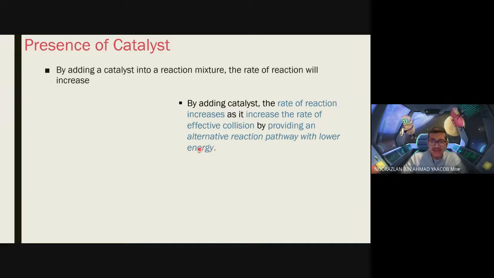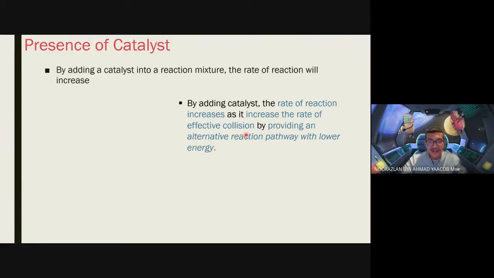Ni saya rasa kat sekolah cikgu kamu ada tekankan dekat sini. Bila kita tambah mangkin, okay, kita memberikan laluan alternatif untuk tindak balas berlangsung. Di mana laluan alternatif untuk tindak balas itu, dia punya tenaga pengaktifan dia lebih rendah. Kat sekolah kamu punya cikgu pernah sentuh kan? I assume. Sebab waktu saya sekolah dulu, saya ingat lagi, cikgu saya sentiasa sentuh pasal tu.